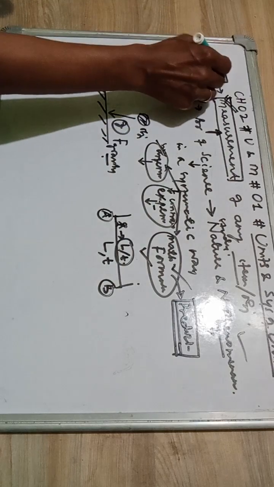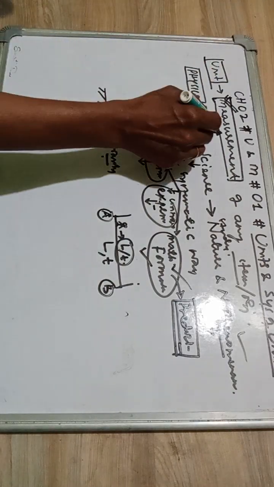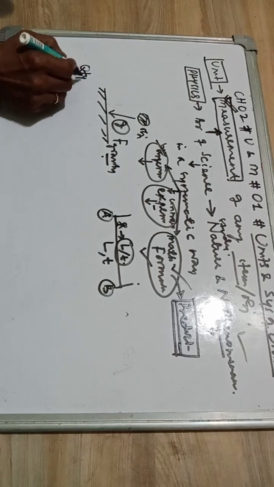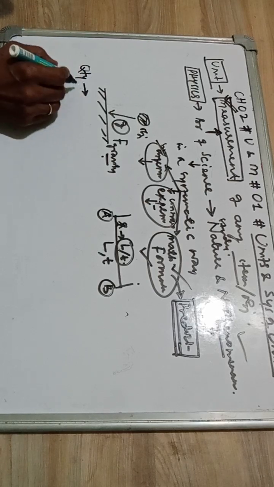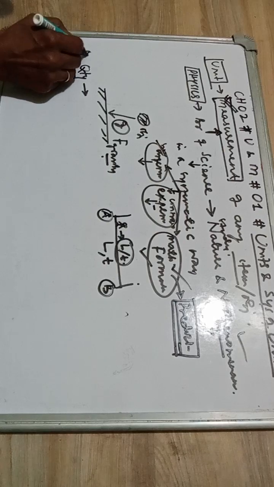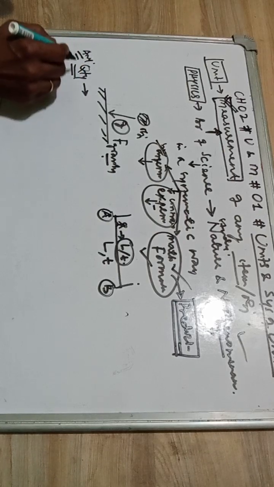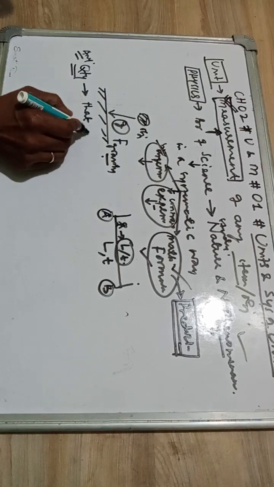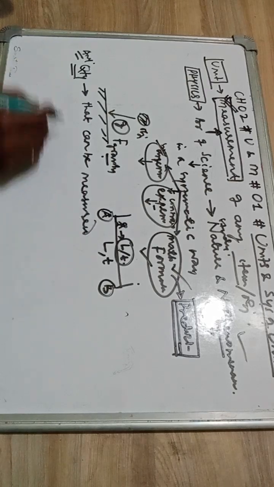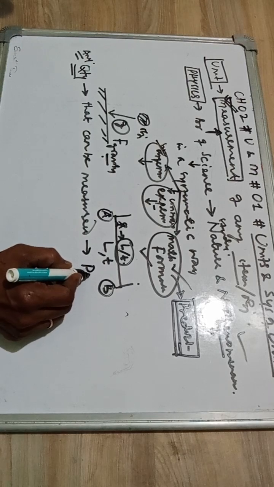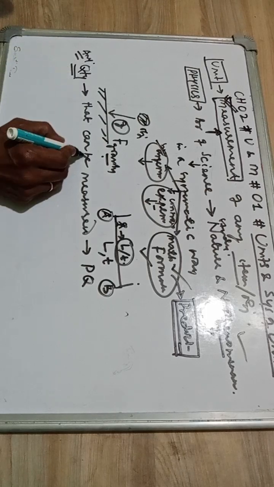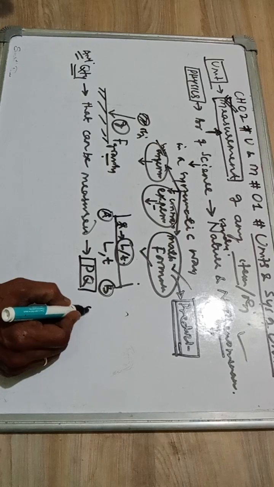This unit is linked to measurement. Measurement of what? Measurement of any quantity that will be used in physics. Any quantity or any item that can be measured is our main concern. This quantity will be termed as physical quantity. Any quantity that can be measured will be termed as physical quantity in physics.